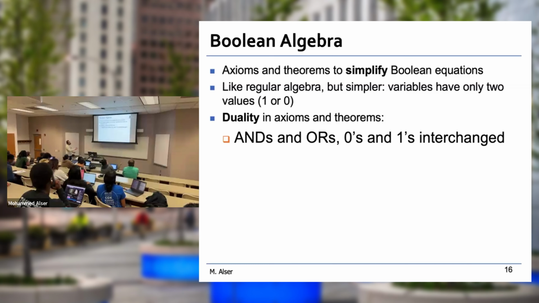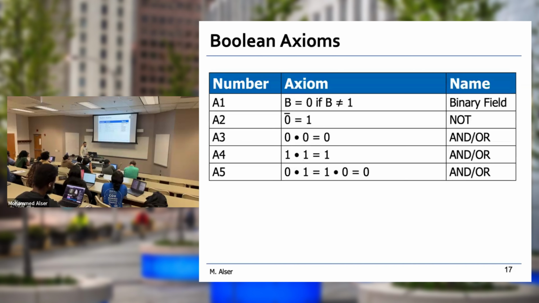So we'll use this topic to simplify Boolean equations. To make them simpler means fewer terms and fewer variables, okay? Like regular algebra, but simpler: variables have only two values, 1 or 0. And this is what we call duality. Duality here means if you replace the dot with a plus and you replace the zeros with 1, you could directly get the opposite side of the equation. We will see this in this table.